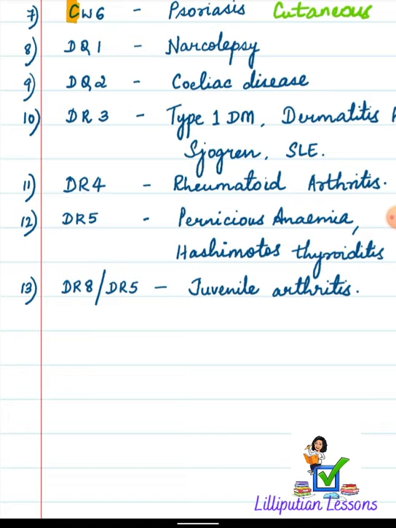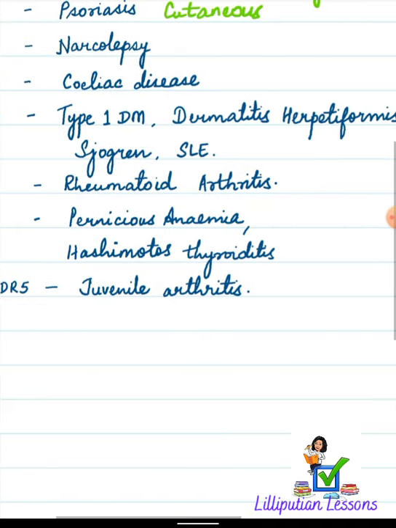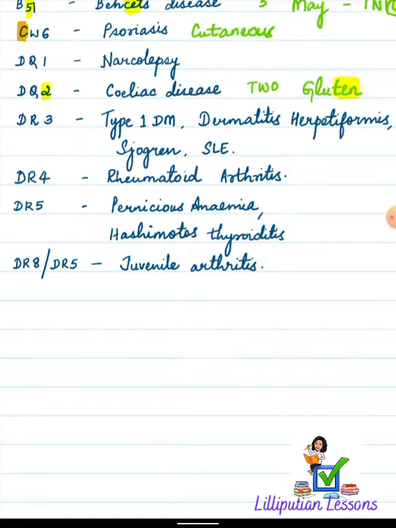For DQ2, what I want you to remember is that DQ2, right? So 2 is TWO, and gluten is TEN. So it's just that you can remember that these are two numbers. It's not a very effective mnemonic, but if it helps, then great, right?